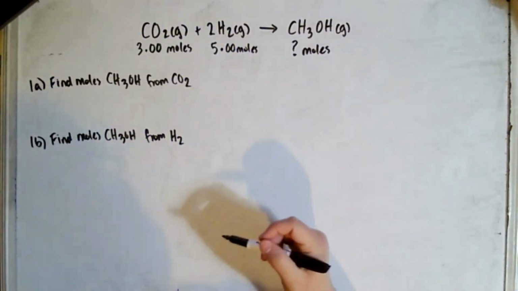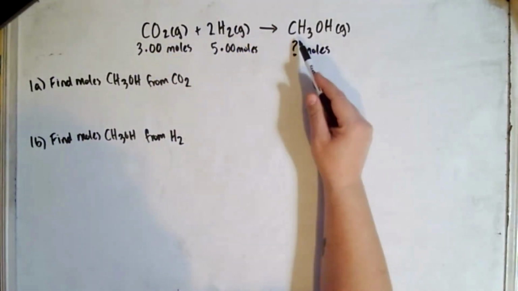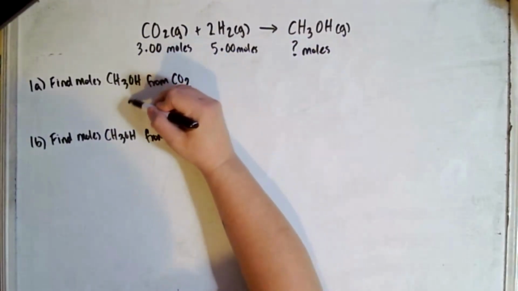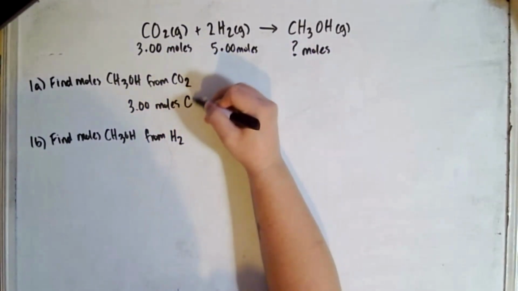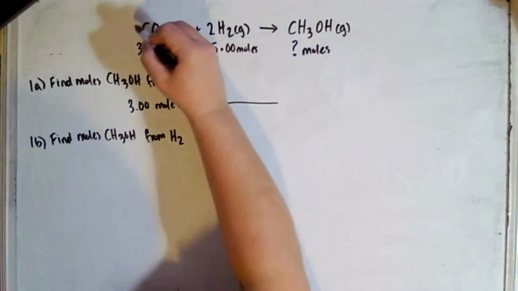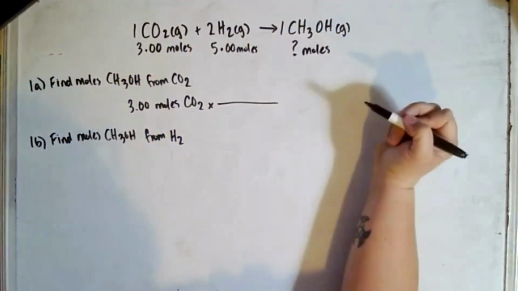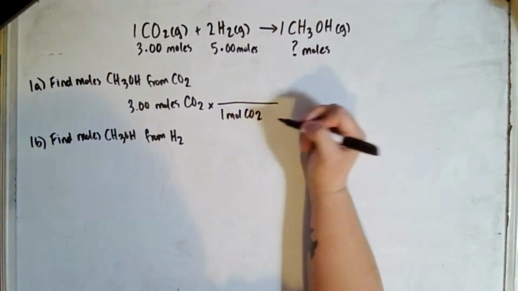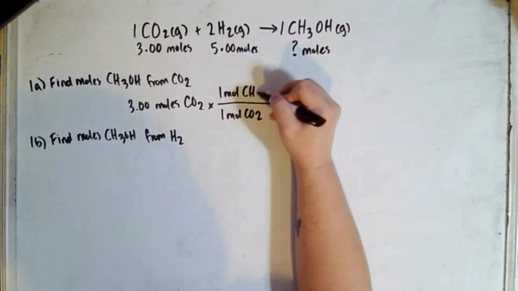We're going to do this by using our balanced equation coefficients. So if I have 3 moles of CO2, I can look at my balanced equation. I know that when there's no number out in front, it just means that there's a 1. And I know that for every 1 mole of CO2 that I use up, I'm going to form 1 mole of CH3OH.